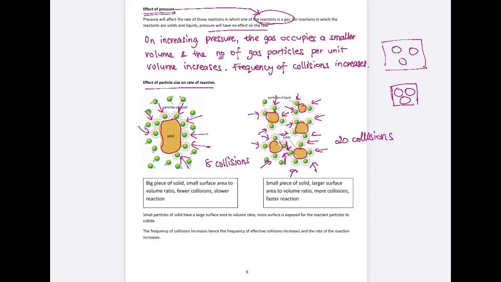So the smaller the size of the particles, the larger the surface area to volume ratio. Hence, the more collisions you're going to have, more collisions result in more successful collisions, and hence you have a faster reaction. So small particles of solid have large surface area to volume ratio that is exposed for the reactant particles to collide.